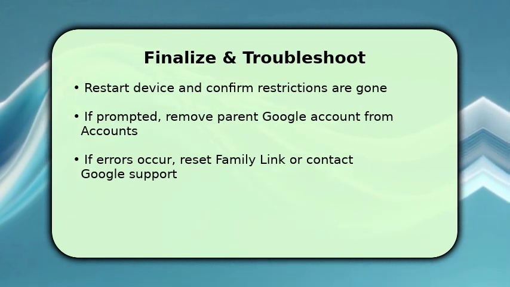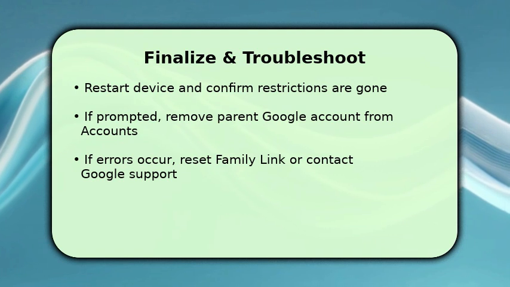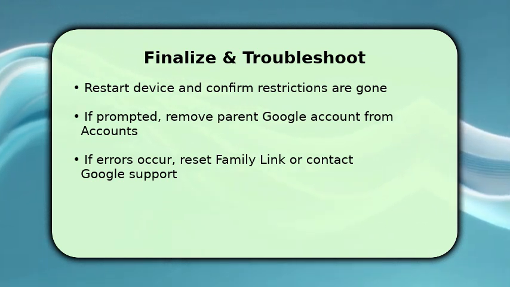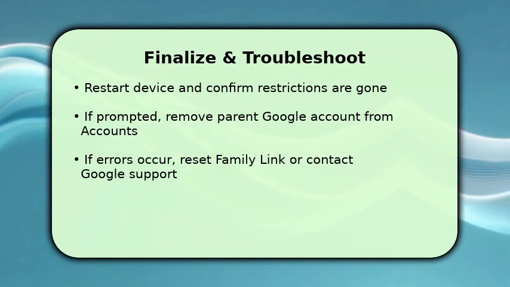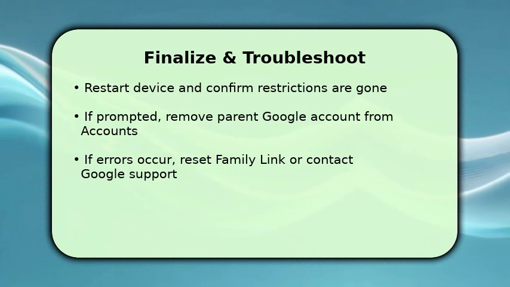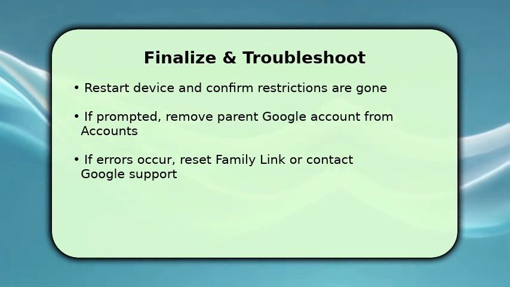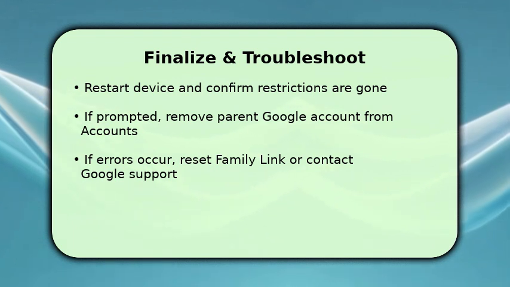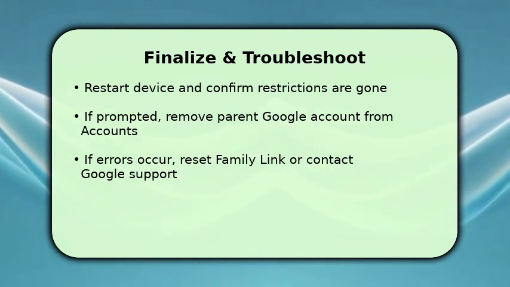If the parent account still appears in Accounts, go to Settings, then Accounts, and remove the parent Google account after verifying data backup. If you hit permission errors or cannot sign in, try clearing the Family Link app cache, re-attempt removal, or sign in at Google.com/family from a browser. If problems persist, use Google support for account recovery assistance.